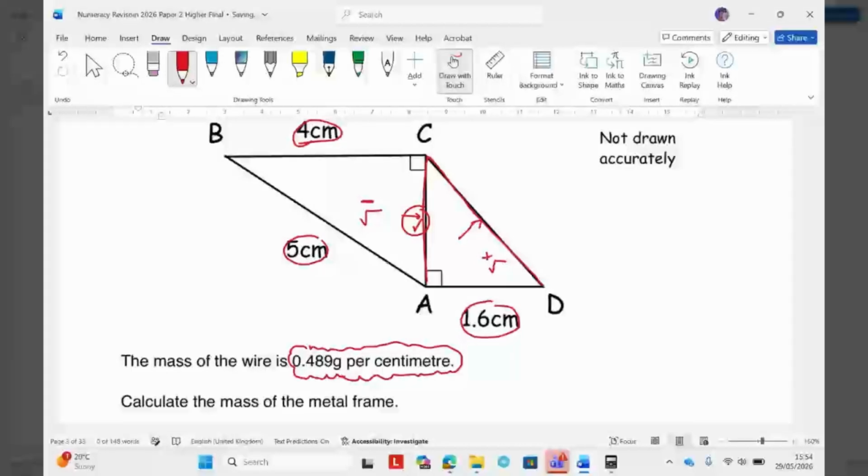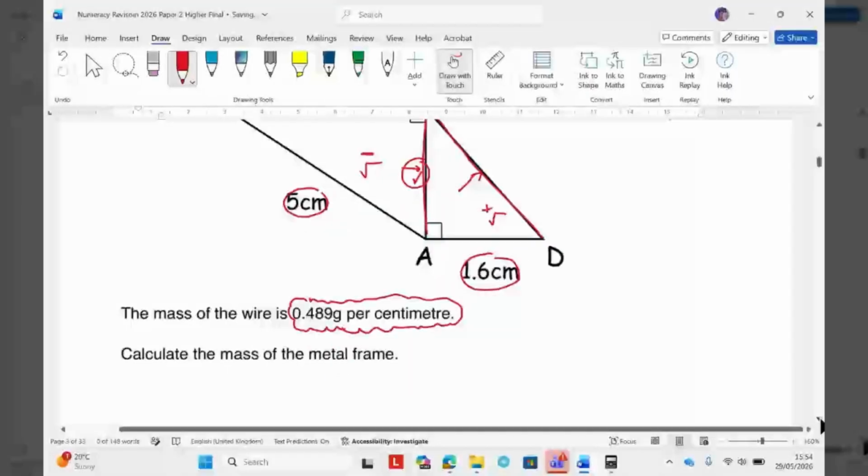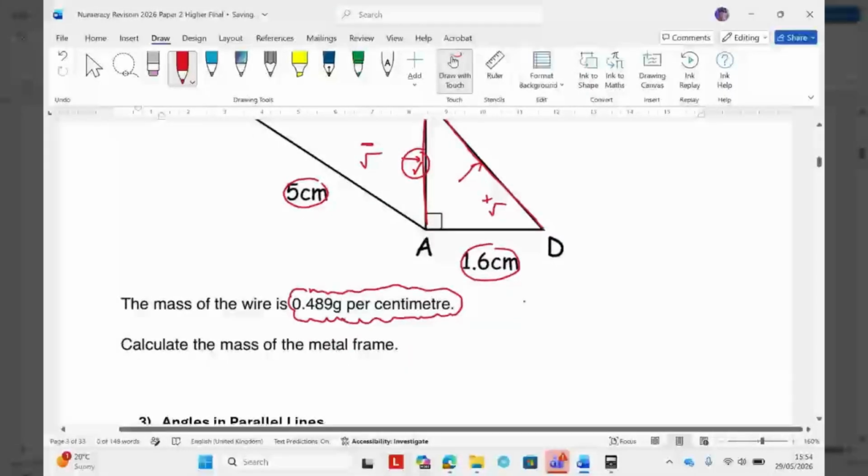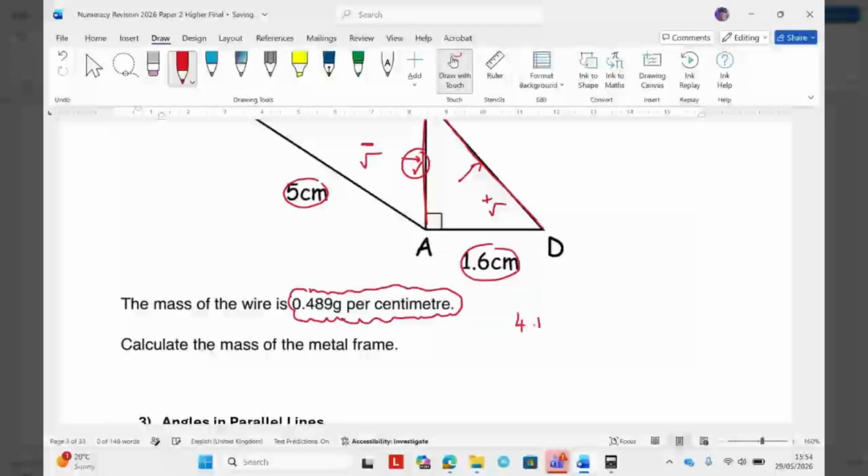Okay? Once we know all of the sides, we can add them all up, right? So the 4, add the 5, add the whatever that one was, add the 1.6, add the whatever the other one was, add them all up, right, in centimeters. And then we're told that the mass is 0.489. Basically, this is the density. So you've been given the density here. So this is using density, mass, volume.